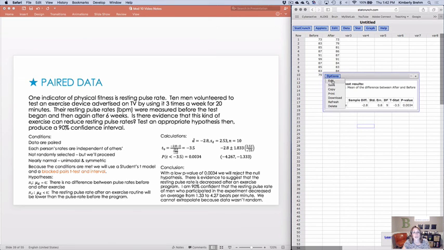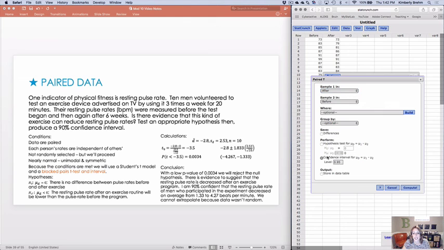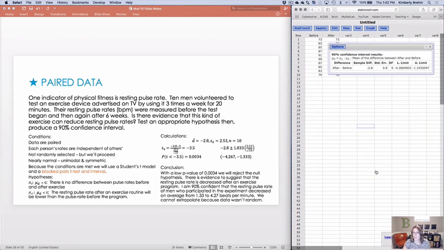If I change this to a confidence interval instead, 90%, notice I get that negative interval, again saying that that's how much it decreased by. So here, notice I didn't use the negatives. I said decreased on average from 1.33 to 4.27 beats per minute because they were negative. So either way you do it, whether you deal with positives or negatives, we have to know which one is greater than the other.